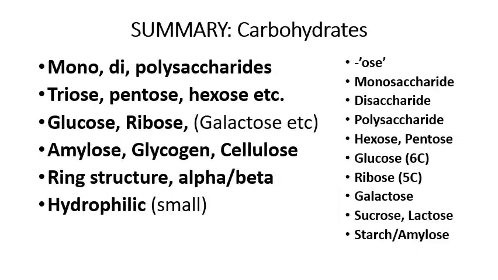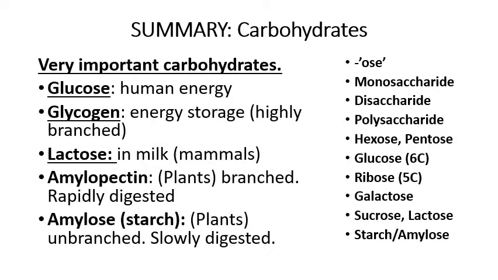Cellulose is made of beta glucose, and we can't digest it because we don't have the enzymes that can hydrolyze it. But we have enzymes that can hydrolyze polymers made of alpha glucose. These sugars tend to be hydrophilic when they're small and tend to become more and more hydrophobic and insoluble the larger they get. Okay, so some of the very important carbohydrates are glucose and glycogen.